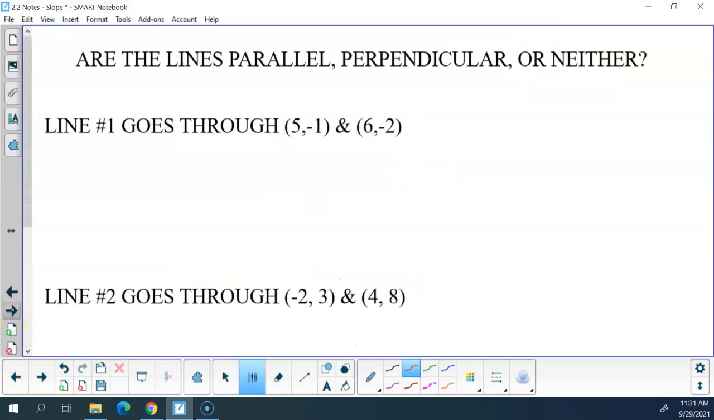Okay? So let's put this to work. I'm asking the question, are these two lines parallel, perpendicular, or neither? So the first thing that we have to do is find the slope, because the slope is going to tell us everything about parallel, perpendicular, or neither. So the slope of the first one is going to be -1 minus -2 all over 5 minus 6.